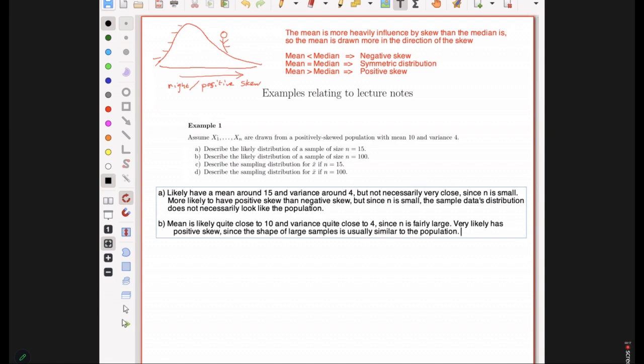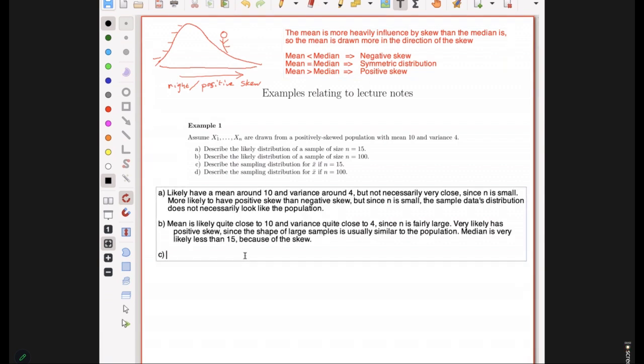And we can also say here that, oh, sorry, this should have been 10, not 15. We can also say that the median is very likely less than 15 because of this skew. So that's just referencing what I was talking about up here.